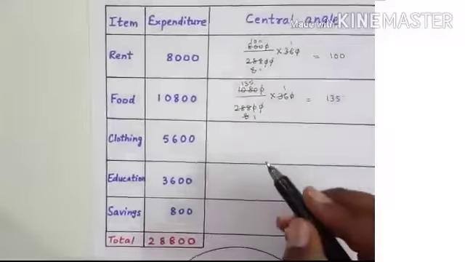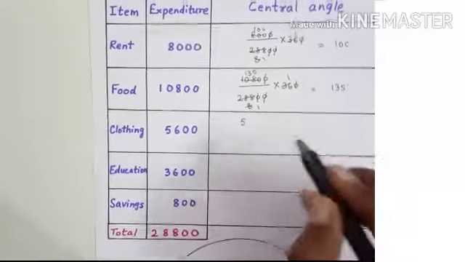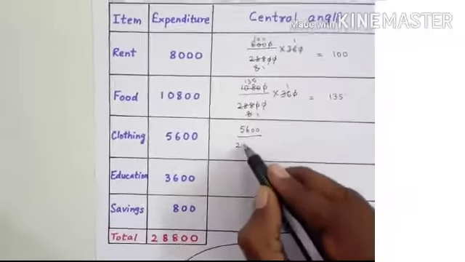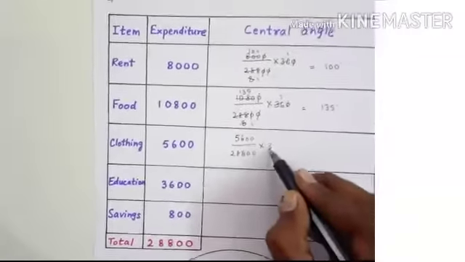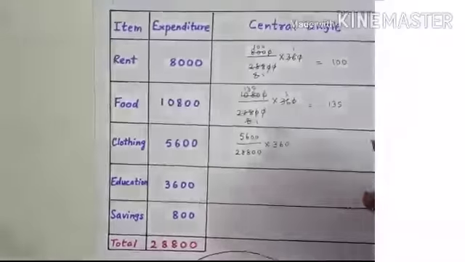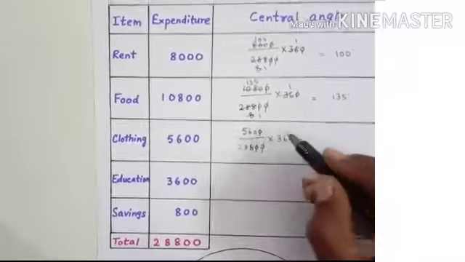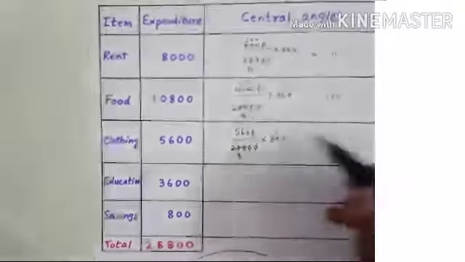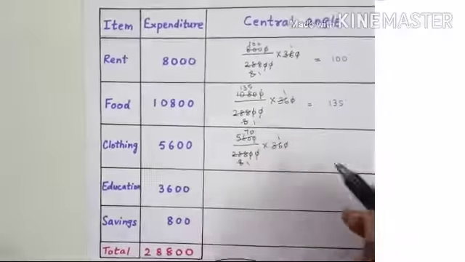Similarly, we will find the central angle for clothing. Expenditure on clothing is 5600 out of 28,800 multiplied by 360 degrees. Now 0 and 0 cancel, again 0 and 0 cancel. 36 ones are 36 and 36 eights are 288. 8 ones are 8 and 7 eights are 56, equal to 70 degrees.